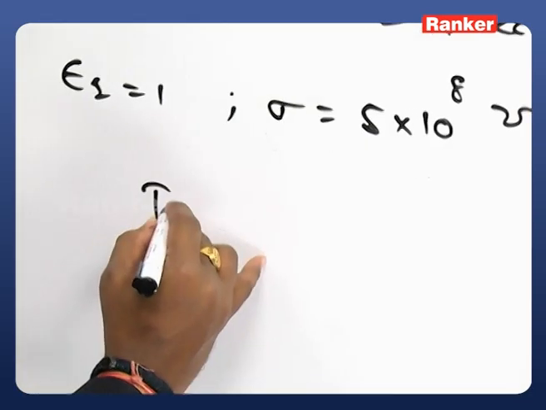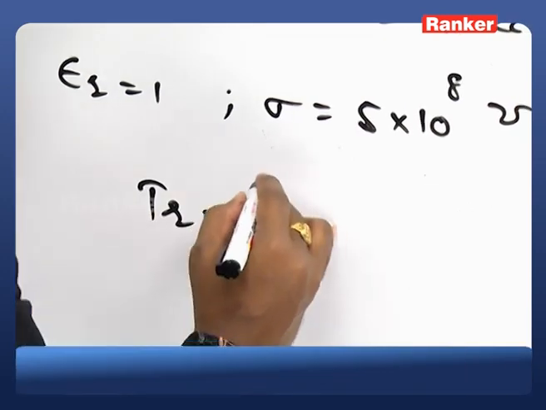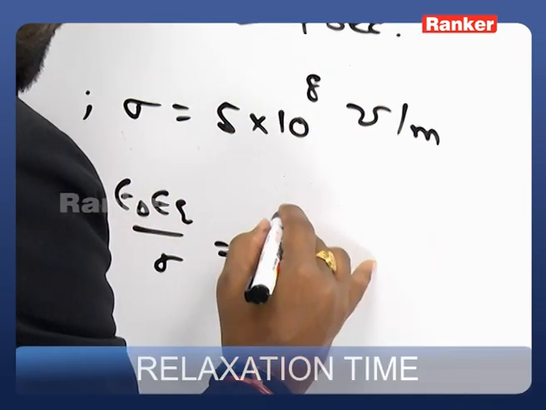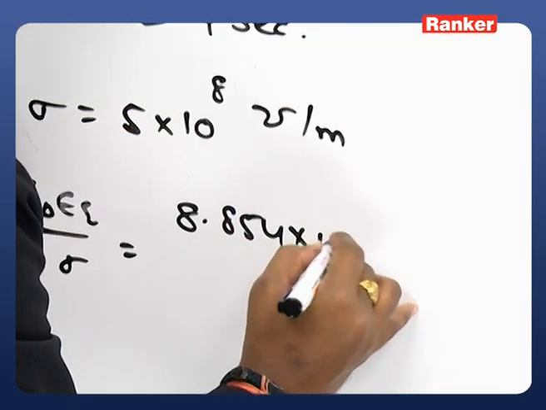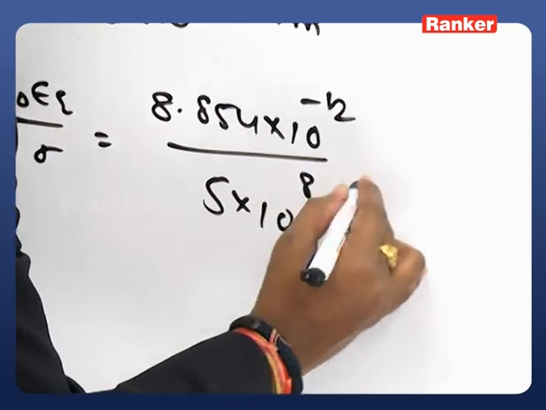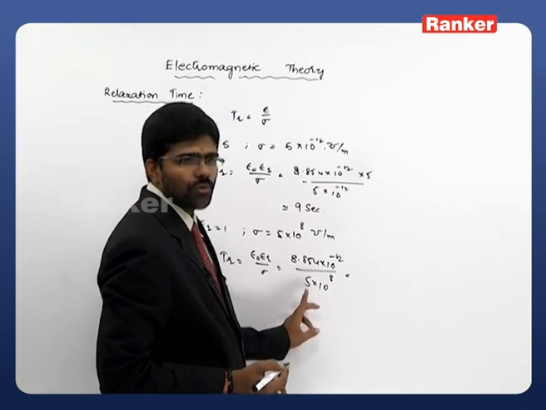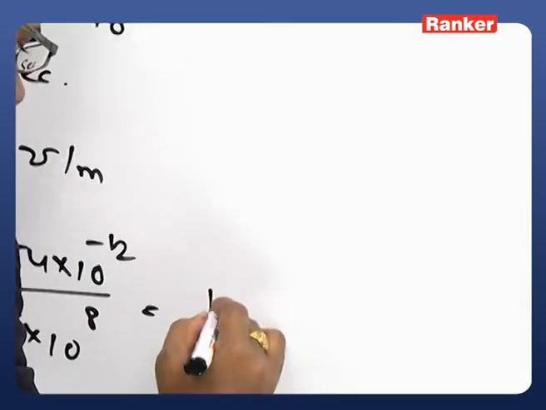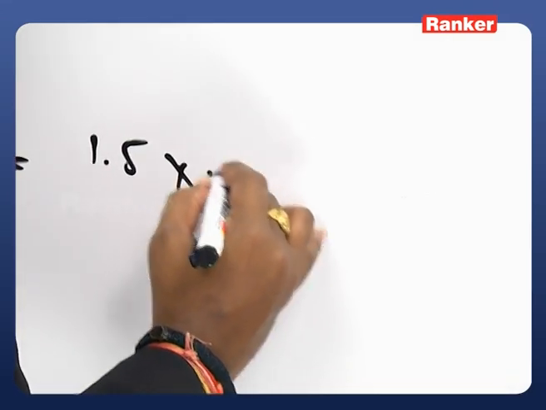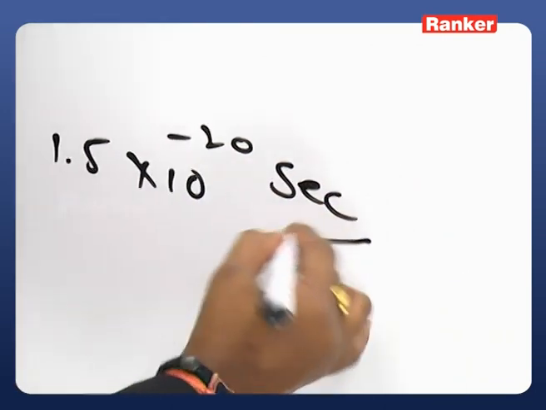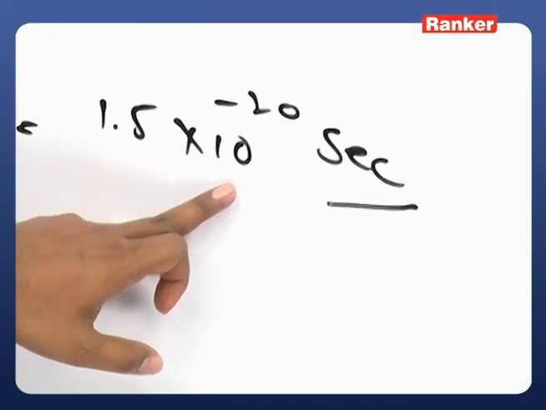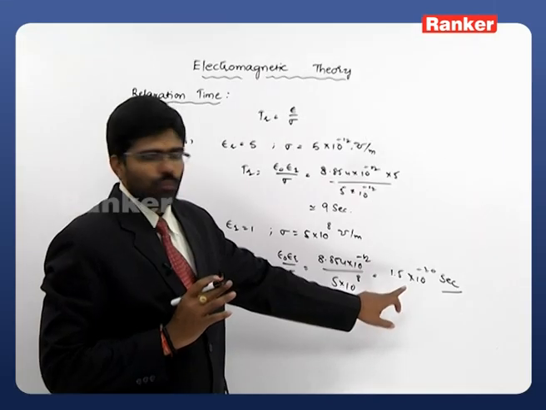Then the relaxation time, I am calculating the same relaxation time here, which equals epsilon naught epsilon r divided by sigma. Epsilon naught epsilon r is 8.854 into 10 power minus 12 into 1, divided by sigma, which is 5 into 10 power 8. After calculation, approximately we get 1.5 into 10 power minus 19. Just observe the time for which the charge will remain as charge: it is less than a picosecond. A very, very small quantity.